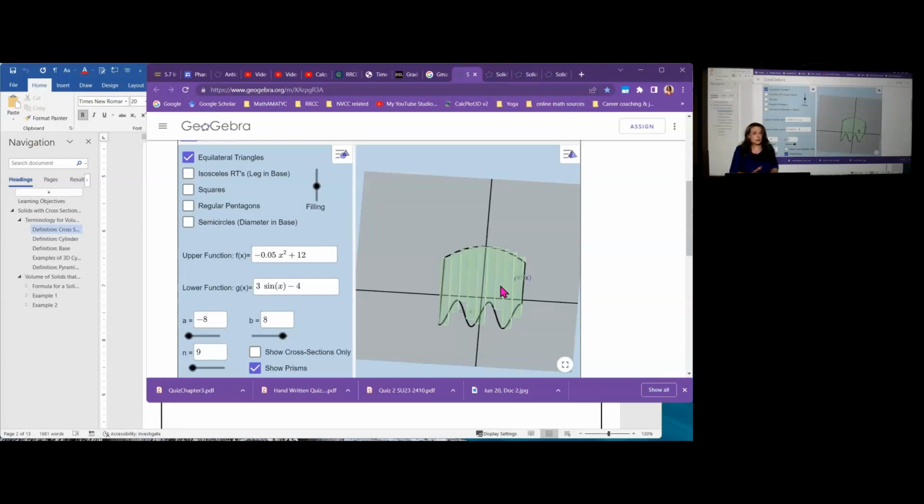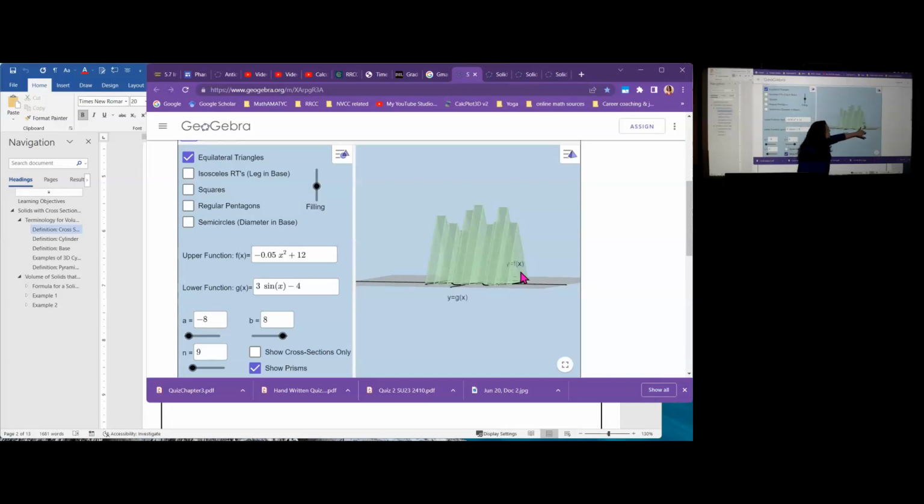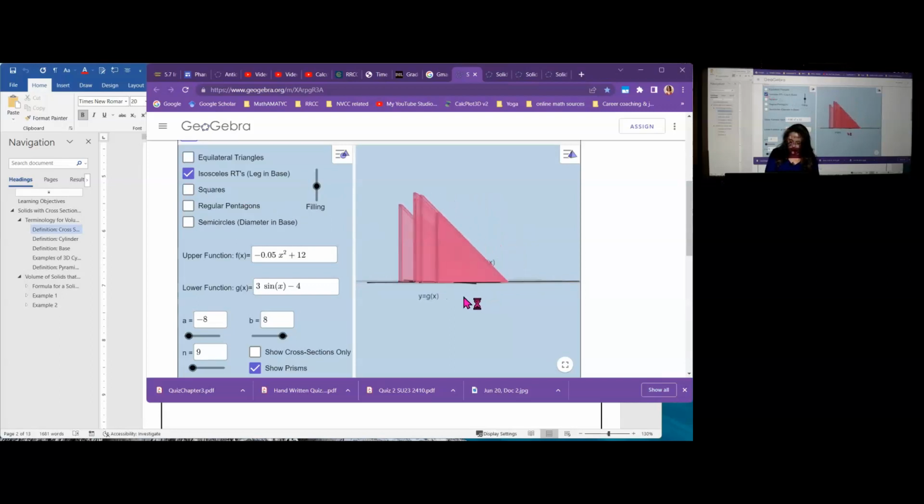Now, that's not volume. To get the volume, you have to multiply the area of that common shape by the differential, which is this small distance here between the two. That is the differential, in this case, dx, because I was slicing parallel to y, dividing up the x-axis into smaller subintervals. In this particular applet, you can change the cross sections from equilateral triangles to isosceles right triangles.